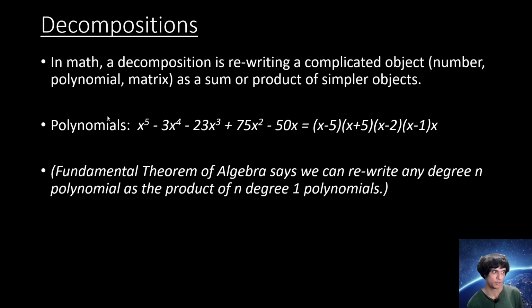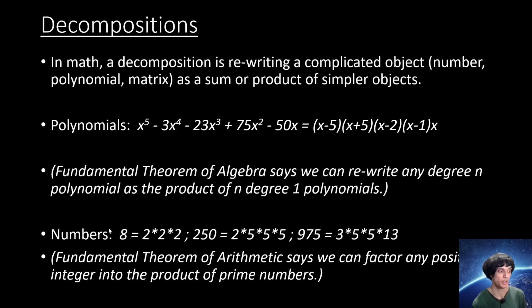So we have this complicated degree 5 polynomial, and now we've written it as the product of much simpler polynomials. The obvious advantage is that we can more easily see the roots of this polynomial looking at the factored side. The fundamental theorem of algebra says that we can always do this. We can rewrite any degree n polynomial as the product of n degree 1 polynomials, provided we allow complex roots. You may or may not have seen it written like this.